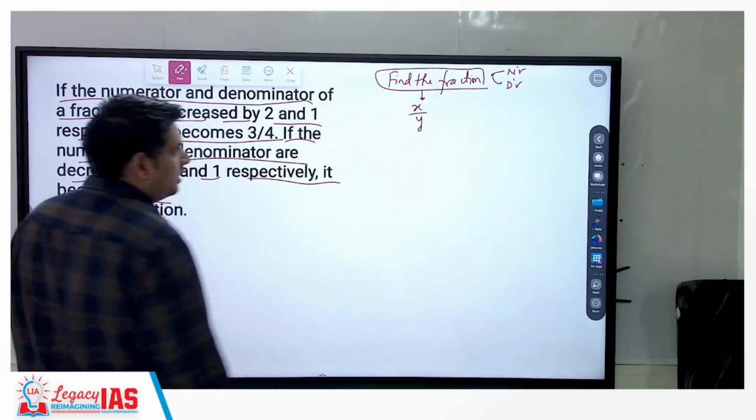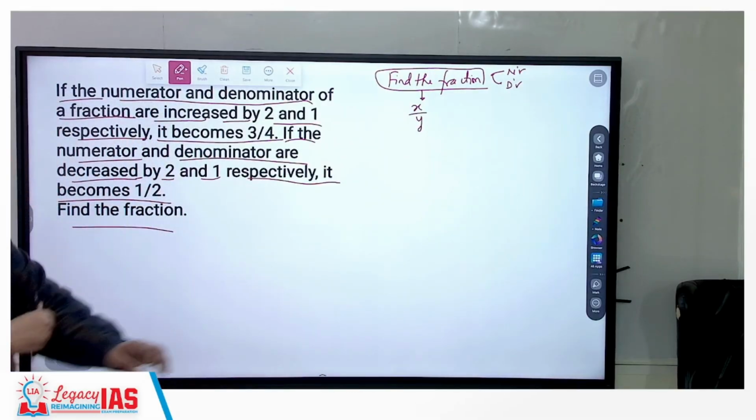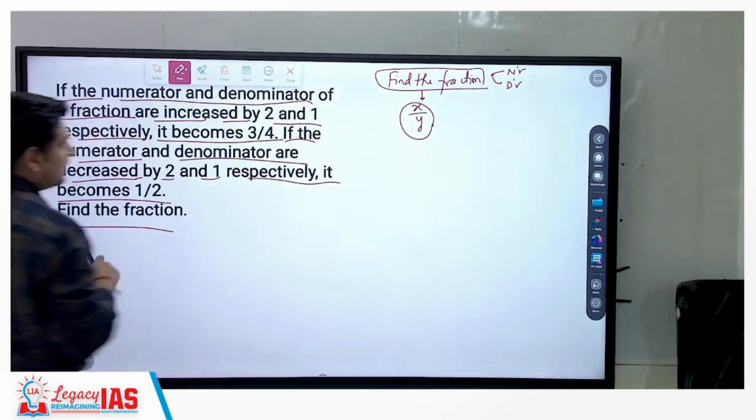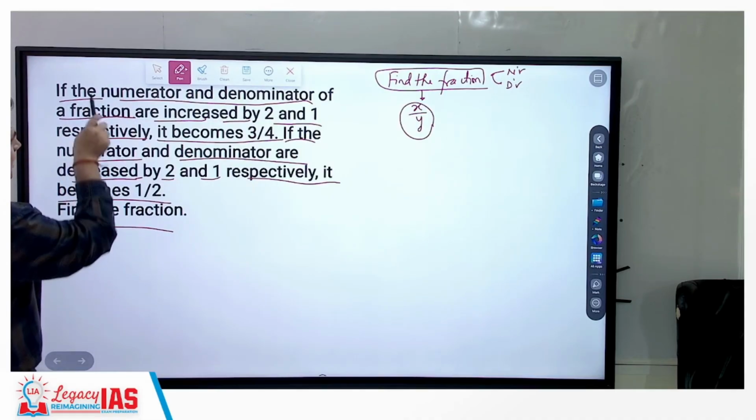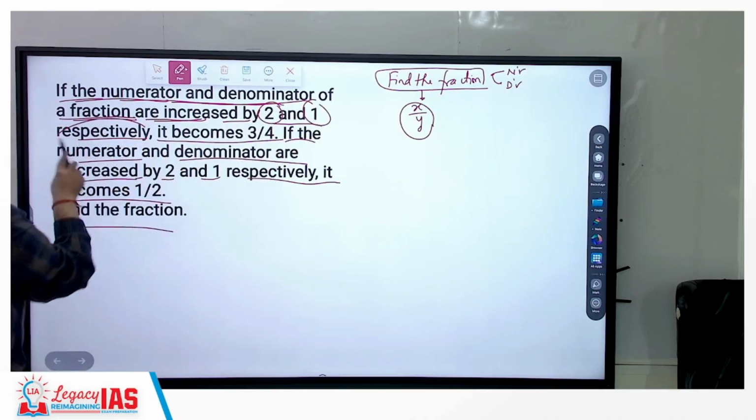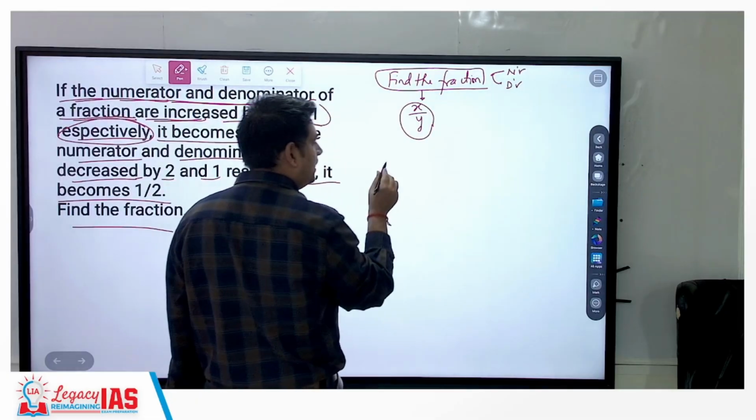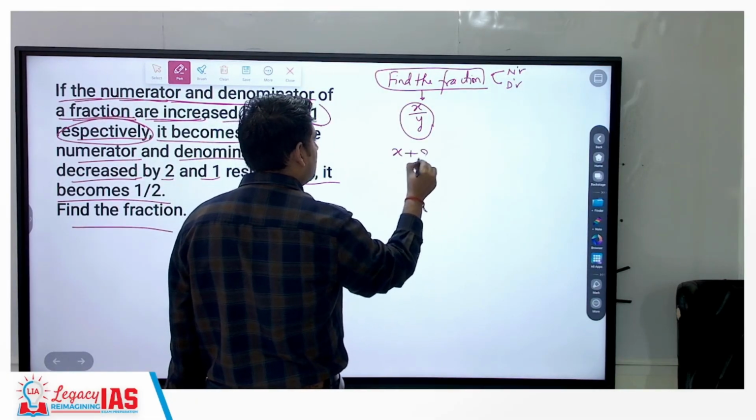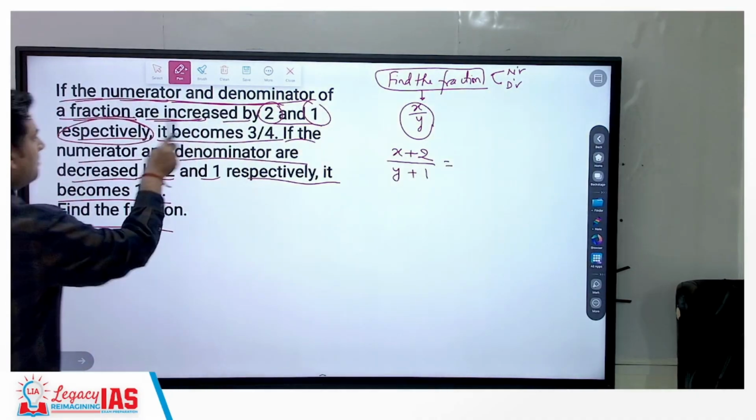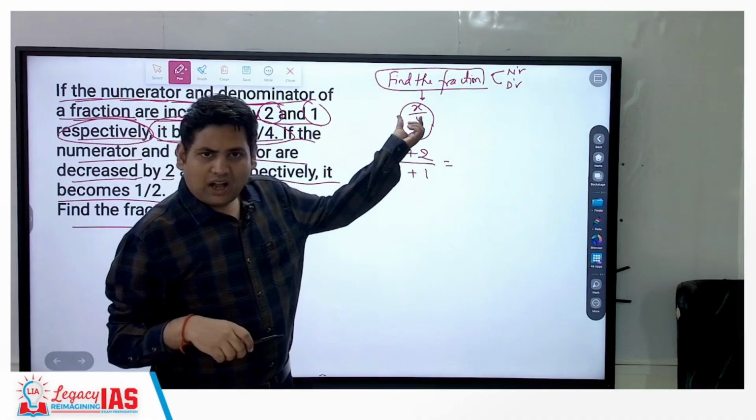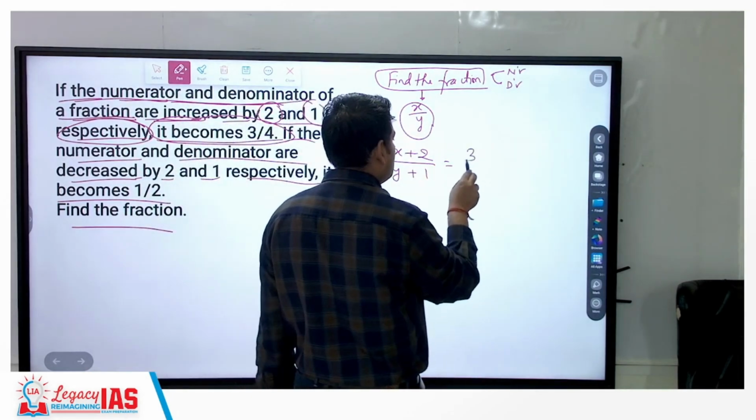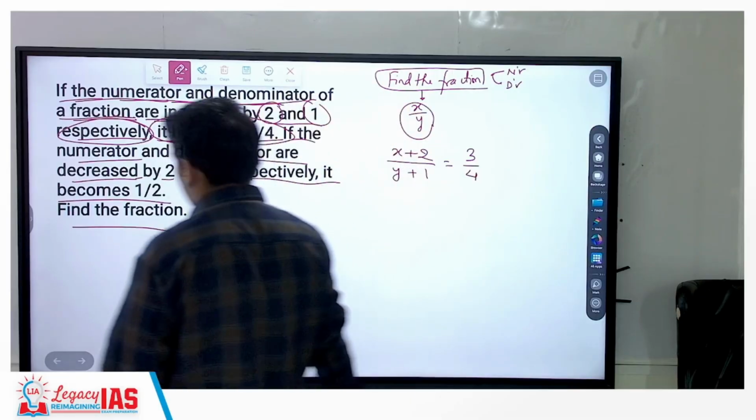Now let's read the question further. This is what we need to find eventually, x by y. Let's read the question. What does the question say? If the numerator and denominator of a fraction are increased by 2 and 1 respectively. Okay. Numerator and denominator are being increased. Numerator is being increased by 2 and denominator is being increased by 1. If you do this, it becomes 3 by 4. It means we don't know this fraction, but if you add 2 in numerator and 1 in denominator, what do you get? You get 3 by 4. This is given in the question.